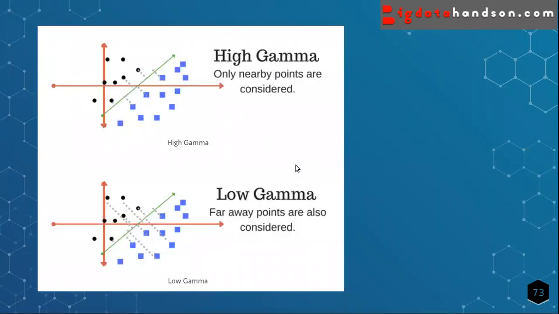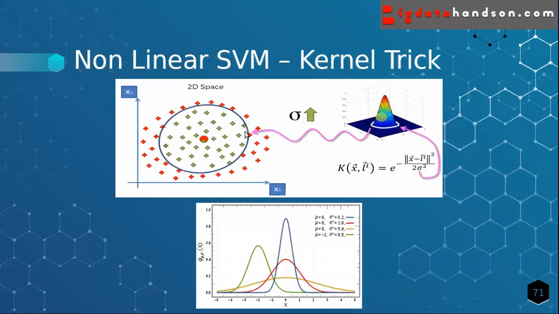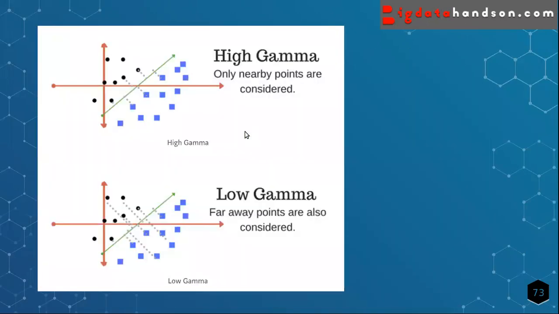And in the algorithm we have a parameter called gamma value. Gamma controls the border actually. If you have a high gamma value, only nearby points are considered. With a low gamma value, far away points are also considered.